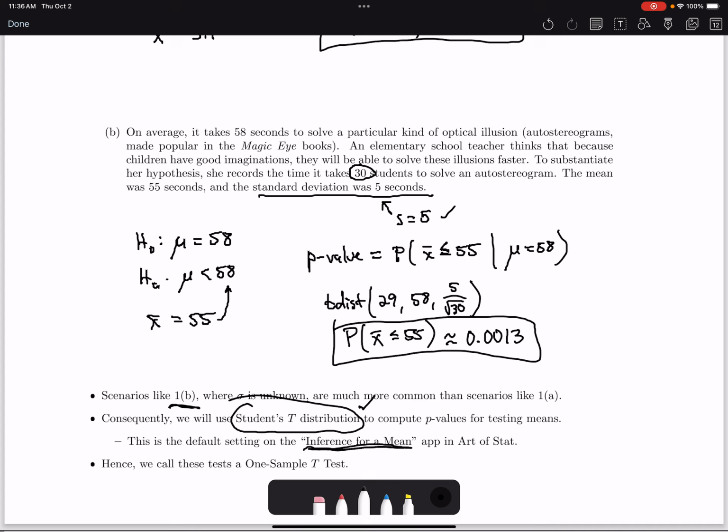Okay, and this is why we call these t-tests, right? So we call a test for a mean a one-sample t-test. It's because we're using Student's t-distribution to calculate the probabilities. Or rather, Art of Stat will be using Student's t-distribution to do that. Let's just go over to Art of Stat and rework problem part B here to make sure that we get the same value when we use Art of Stat to do it.